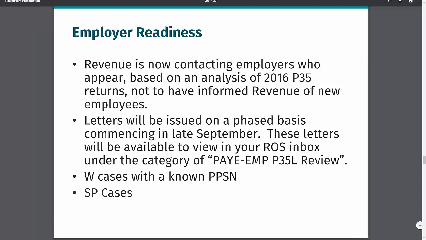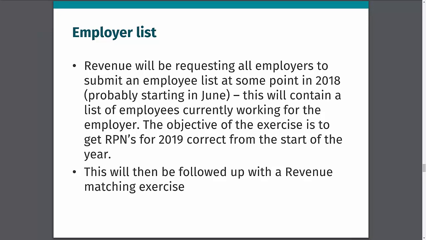Those letters have issued, and they have continued to issue during September and October, and more letters will issue in November. These letters will be available to view in your ROS inbox, and they'll be listed under the category of PAYE EMP P35L review. We're also looking at cases where they currently have a W number, and we're working with DEASP to ensure that those W numbers are replaced with a new PPSN, and we will be advising you on the RPN if such a case is happening, and that's the same with the SP cases. So that's coming down the line, and as those letters issue, they will be available in the ROS inbox.